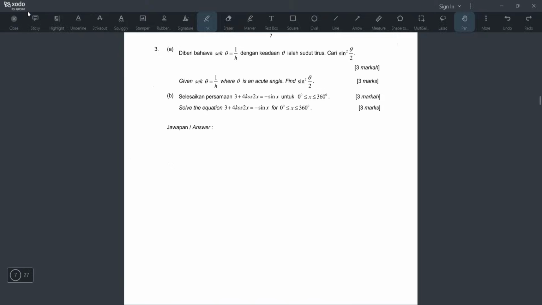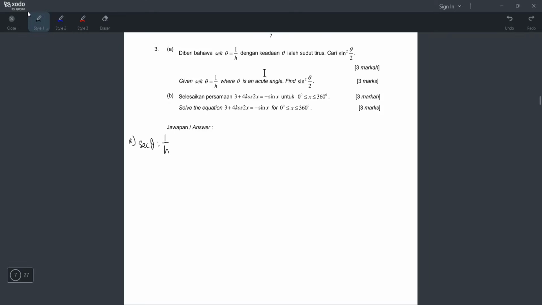Okay, let's continue with question number 3a. This is under trigonometry. Let's read the question first. Given sec theta is 1 over h, let's write this down. You need to know sec is actually 1 over cos, but let's leave it first. Where theta is an acute angle, meaning a quadrant 1 angle, and you need to know in quadrant 1 all are positive. And then they want us to find sine square theta.